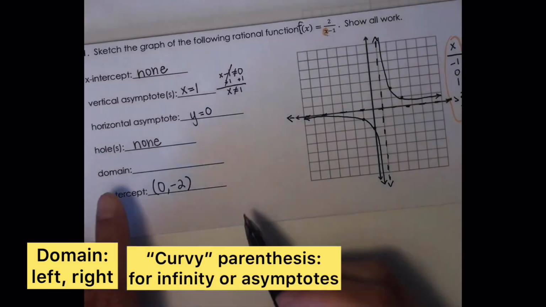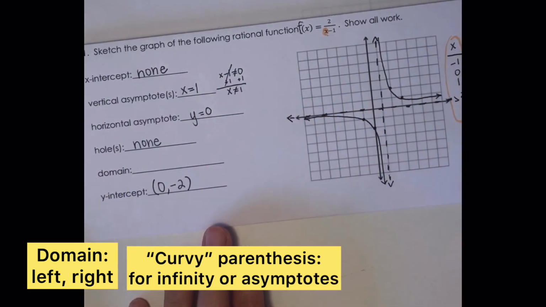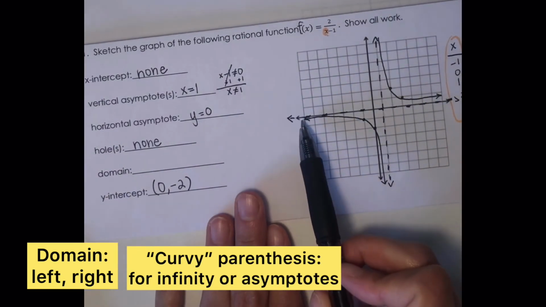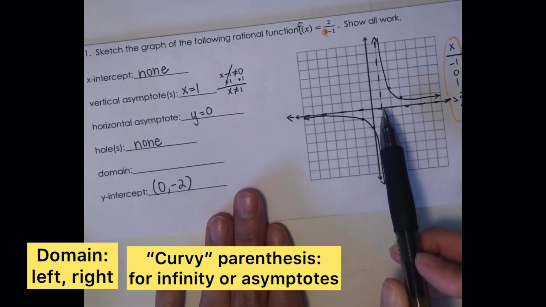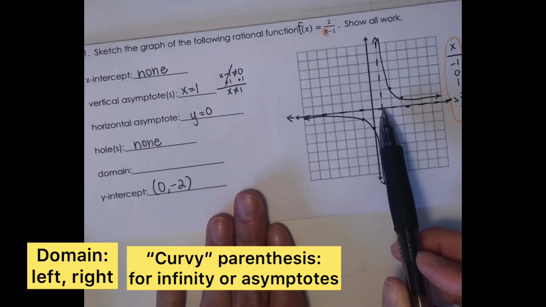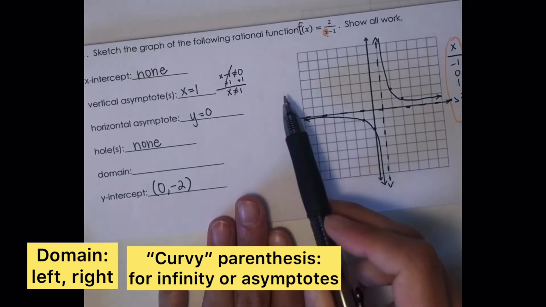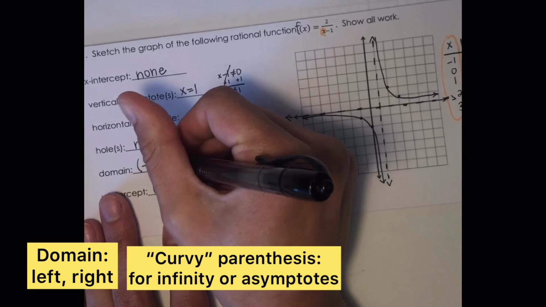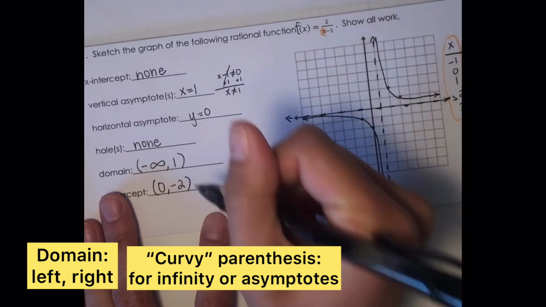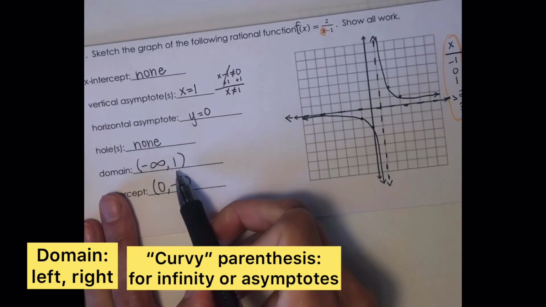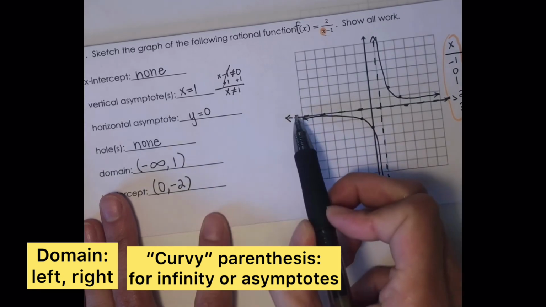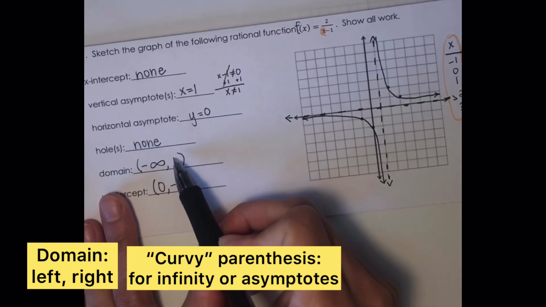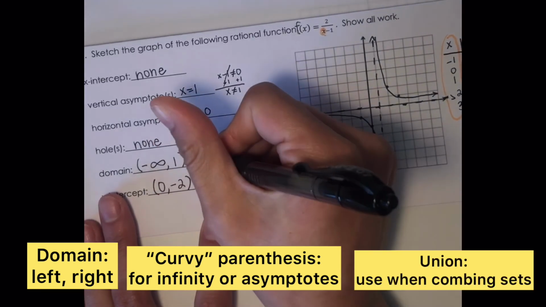And then domain goes from left to right. We hit every single number because of the arrows, but because of this asymptote, we have a gap at 1. So we hit everything until 1 and everything after 1, left to right. So the way that you'd write that is -∞, comma 1. We use open parentheses because we're never going to get to infinity, and then we're never going to get to 1 because of the asymptote.